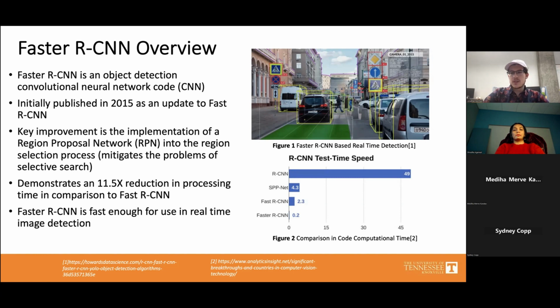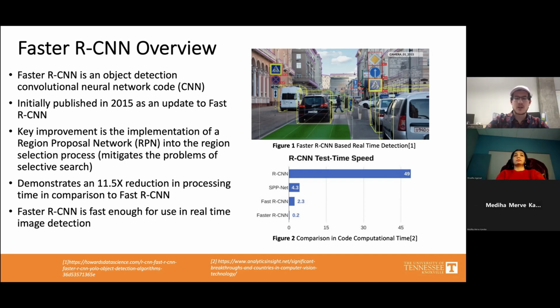So in comparison to the previous iteration, Fast RCNN, it was found that Faster RCNN was able to speed up computational time by 11.5 times, which is incredibly significant. It's fantastic. Some people say that Faster RCNN is fast enough for use in real-time object detection. This can be debated, but it's definitely at the very least pseudo real-time image detection.